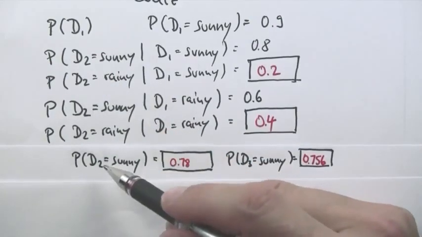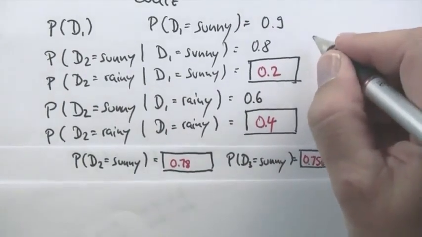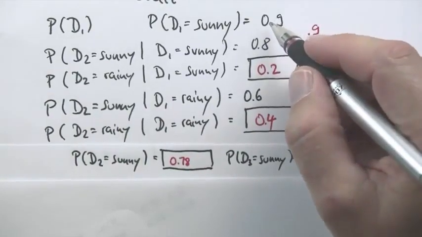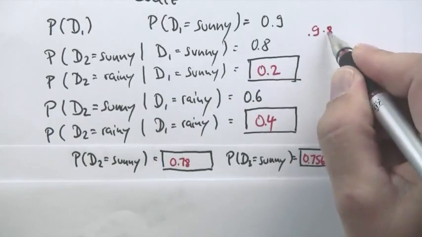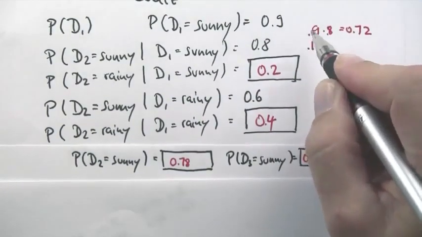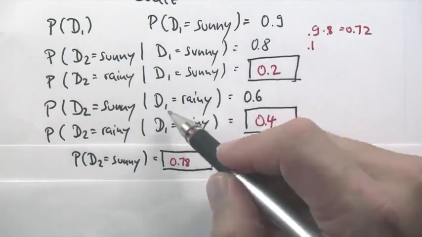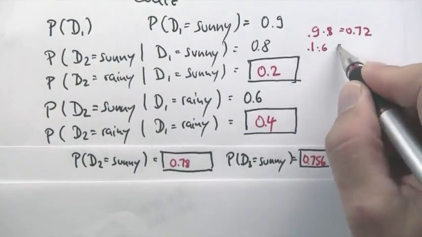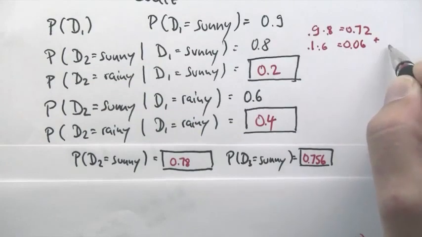Probability of D2 equals sunny. Well, we know there's a 0.9 chance it's sunny on D1, and then if it is sunny, we know it stays sunny with 0.8 chance. So we multiply these two things together, we get 0.72. We know there's a 0.1 chance of it being rainy on day 1, which is the complement. But if it's rainy, we know it switches to sunny with 0.6 chance. So you multiply these two things, you get 0.06.